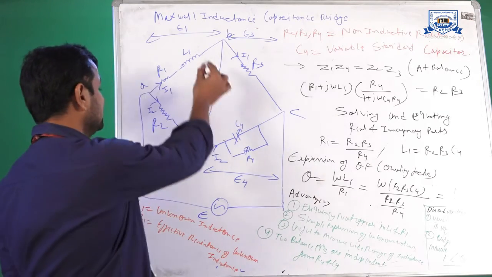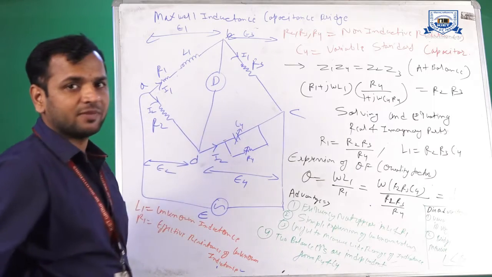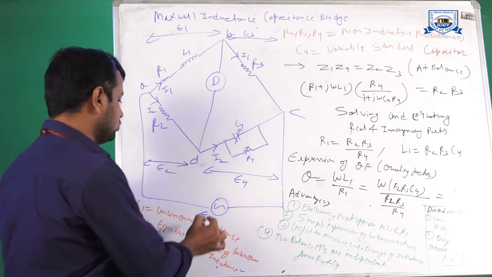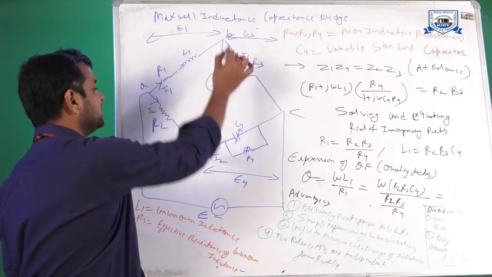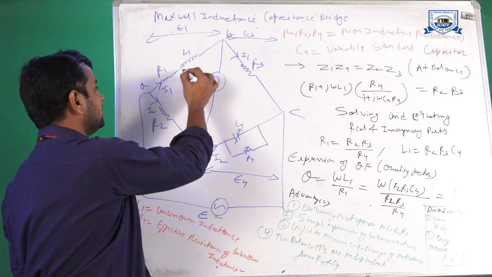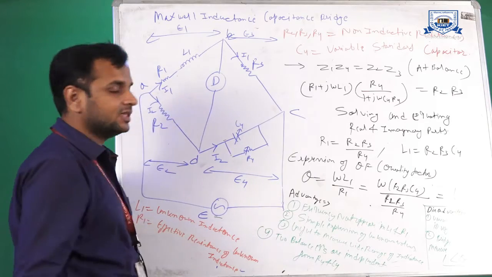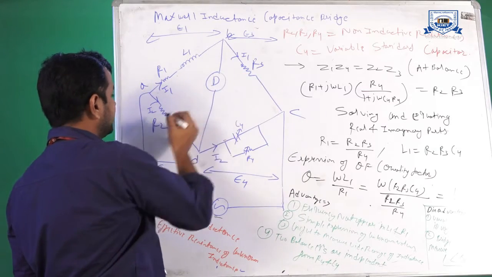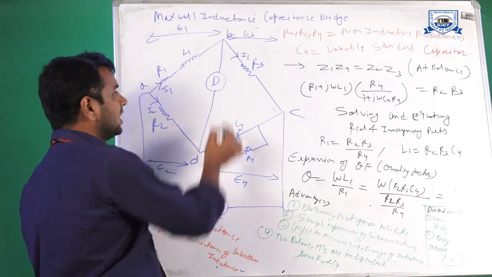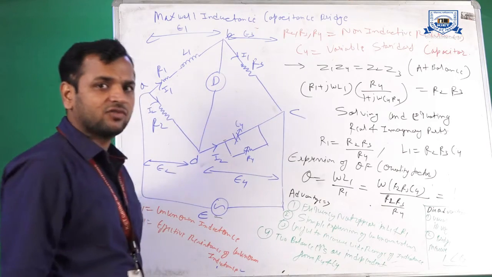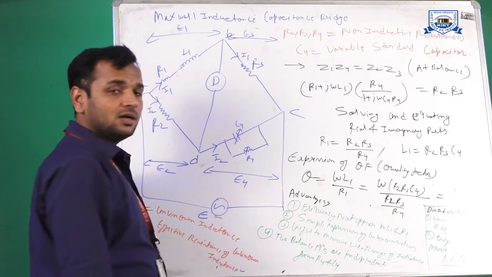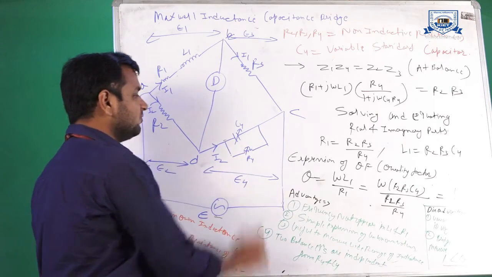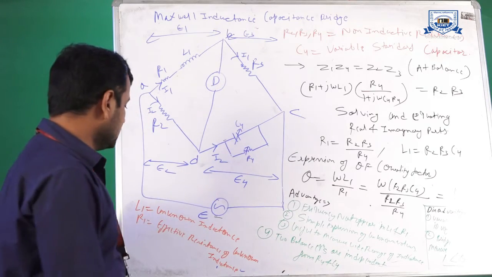So this is the circuit diagram for the Maxwell inductance capacitance bridge. We have used the AC supply in that bridge, and these are the 4 points A, B, C and D. In the first branch we have R1 and L1 in series. In the second branch we have the fixed resistance R2. In the third branch we have the fixed resistance R3, and in the fourth branch we have the parallel combination of C4 and R4, and both are variable.